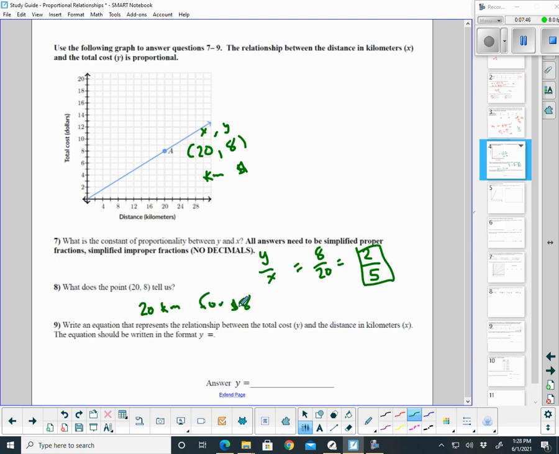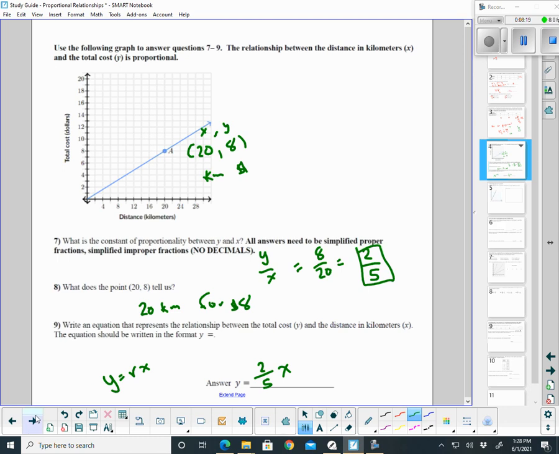Not sure exactly what this is, the cost of a bus or something, who knows, but 20 kilometers for $8. Now write the equation that represents the relationship between y, the distance in kilometers, and x. The equation should be written in the format y equals. Well, remember, y is equal to our constant of proportionality times x. So y would equal 2/5, which we calculated here, times x. Y equals 2/5 x.